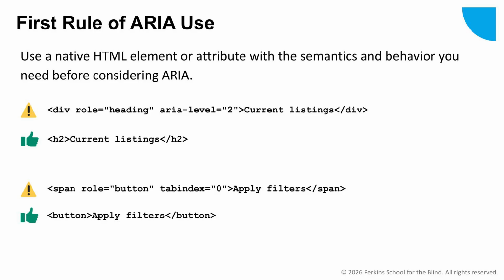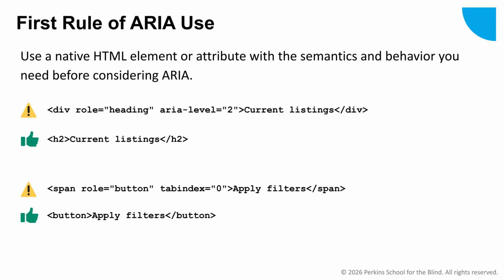On this page, we have a div with role equals heading and ARIA level equals 2. This is technically correct. However, it is much easier to just use an H2 element. It creates a lot less confusion, is less brittle, and is generally easier to do.